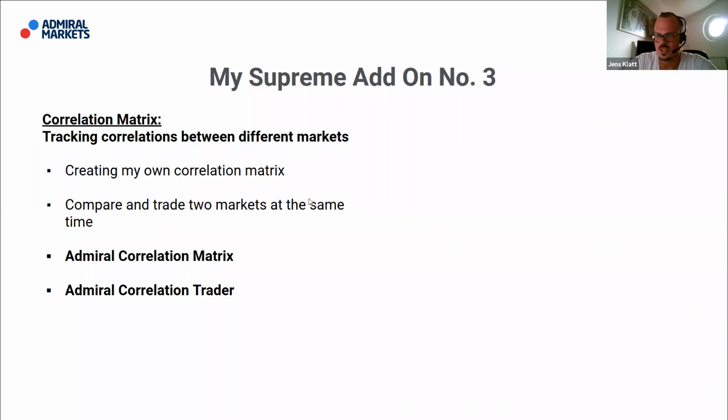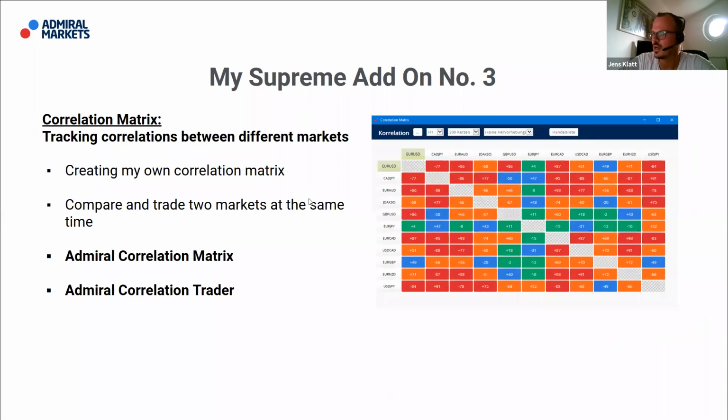Now, the correlation matrix. This is how it looks like. It's quite colorful. I'll get you through what it means. First of all, let's go through these 3 bullet points here. So I already mentioned it. You can track correlations between different markets. So you can create your own correlation matrix. It depends on which markets you may trade. And then you say, okay, I want to have this market within this matrix, I want to have this one and this one. And then you can create this matrix here depending on your personal trading, on the markets you are trading.